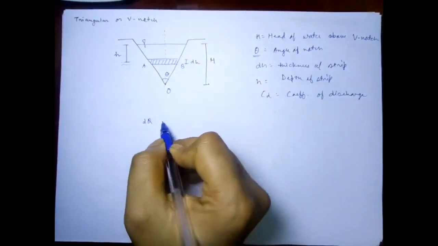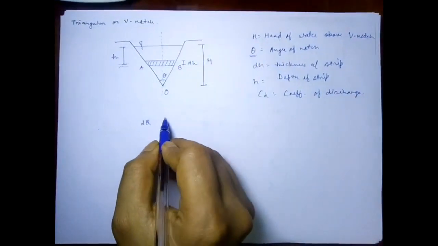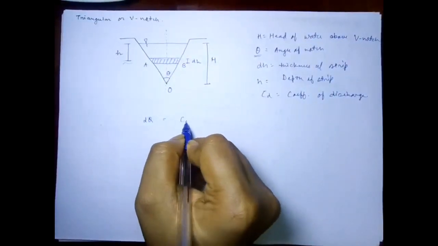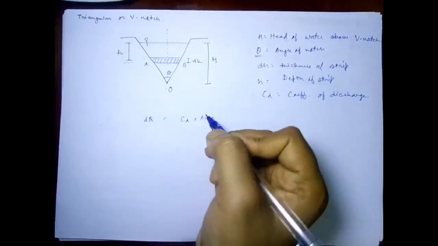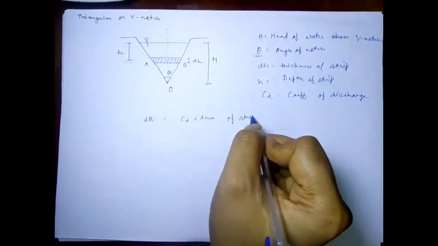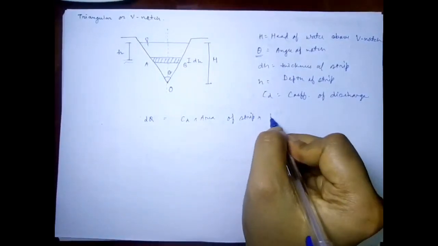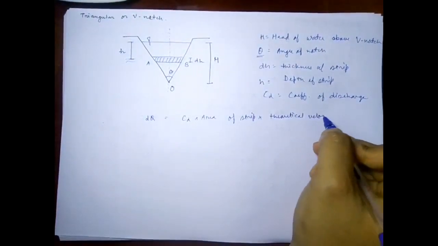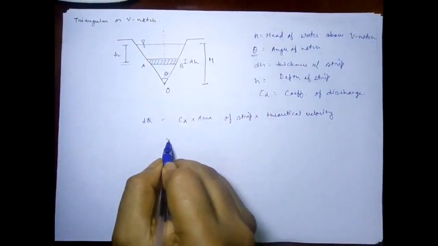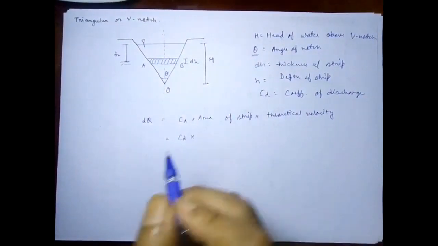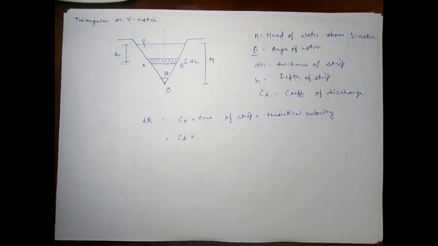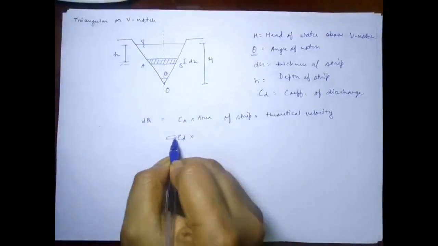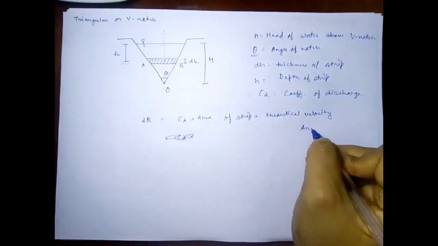The process is quite similar to what we did in the rectangular notch. So dq is equal to again CD times area of strip times the theoretical velocity, and it is equal to CD times. Now to get the area, let us do one thing. The area of strip.